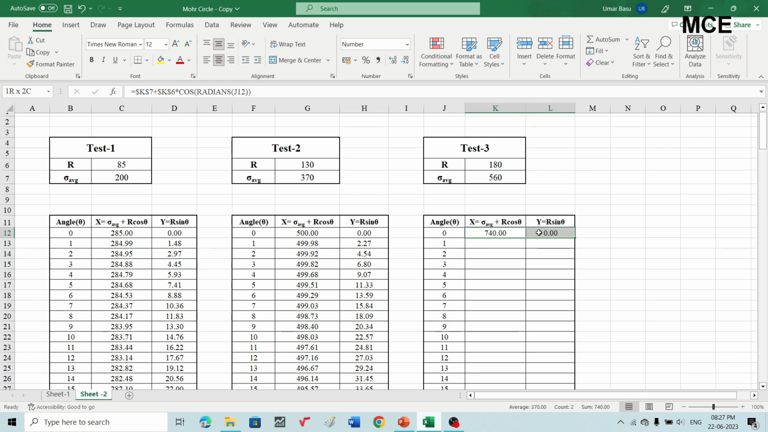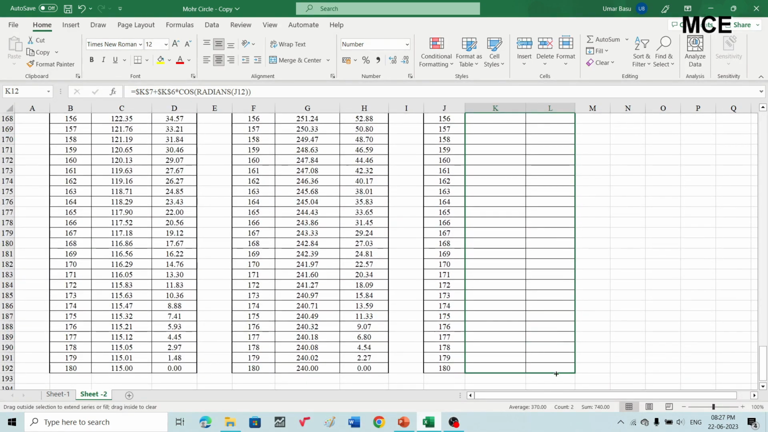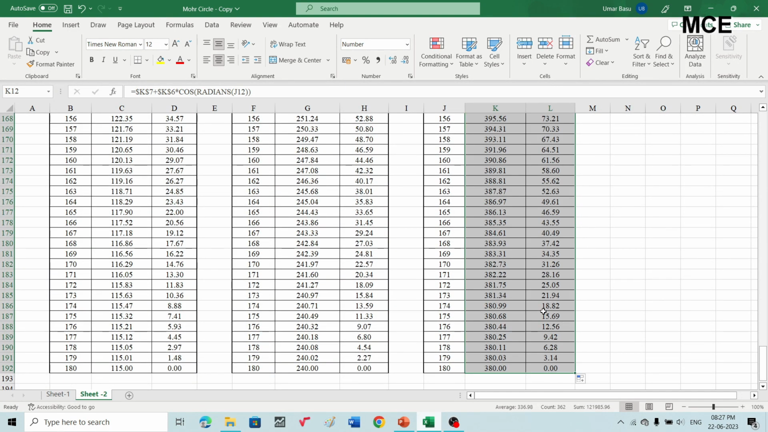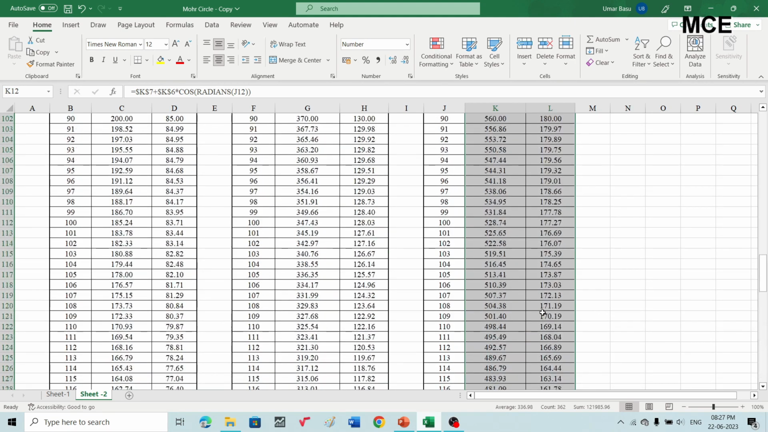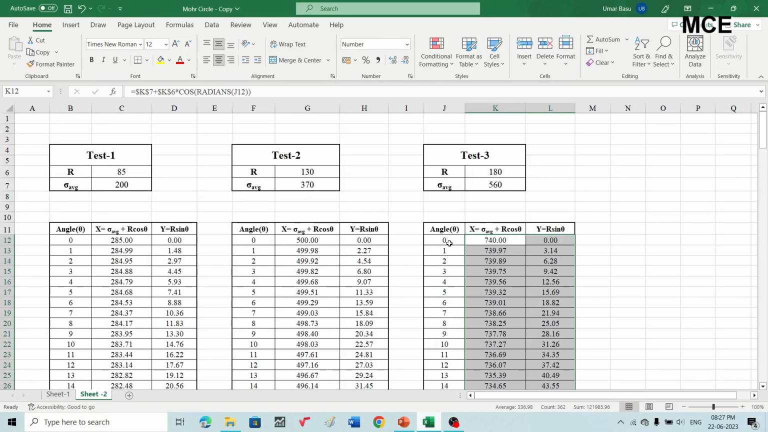Then to calculate the values for other angles, select x and y coordinate for the first angle and drag it till the 180 degree, and you will get the x and y coordinate for rest of the angles. After getting the x and the y coordinate, now we will plot the Mohr circle.